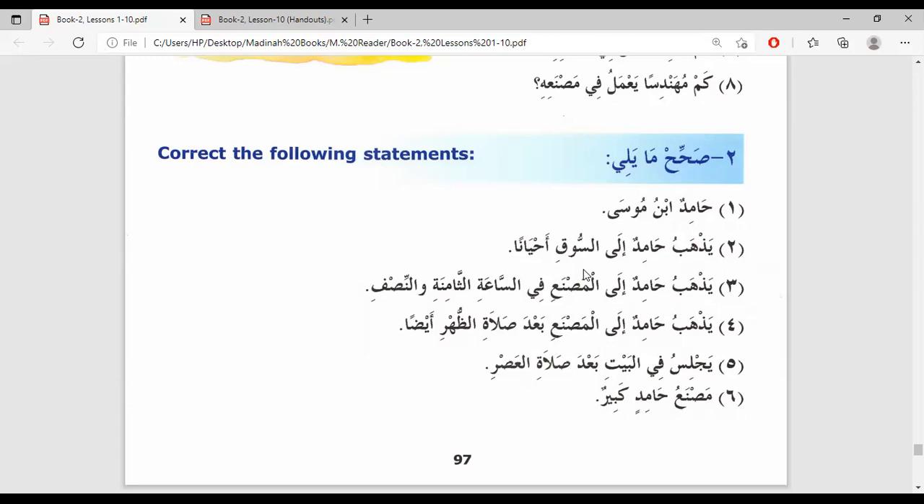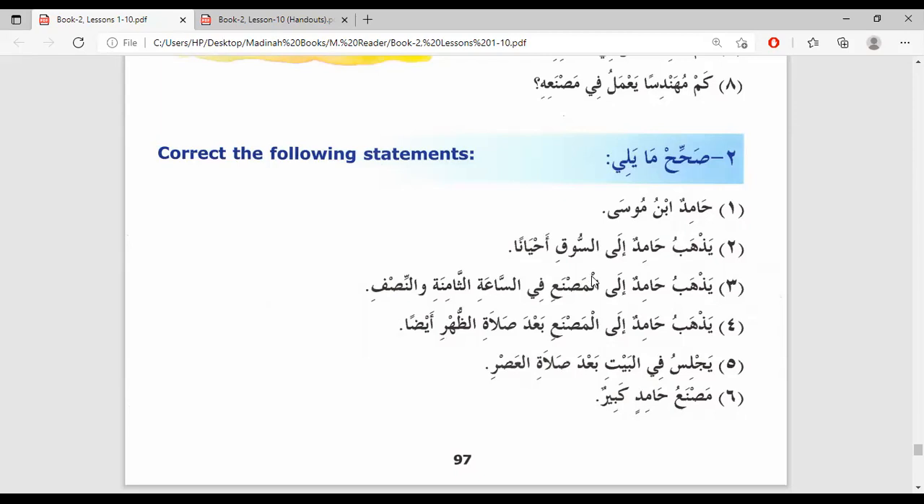I need to know the answer, whether it is correct or incorrect. Incorrect, sir, because he goes daily now. دائما. يذهب حامد إلى السوق كل يوم. So أحيانا means wrong. This is wrong, incorrect. غير صحيح.